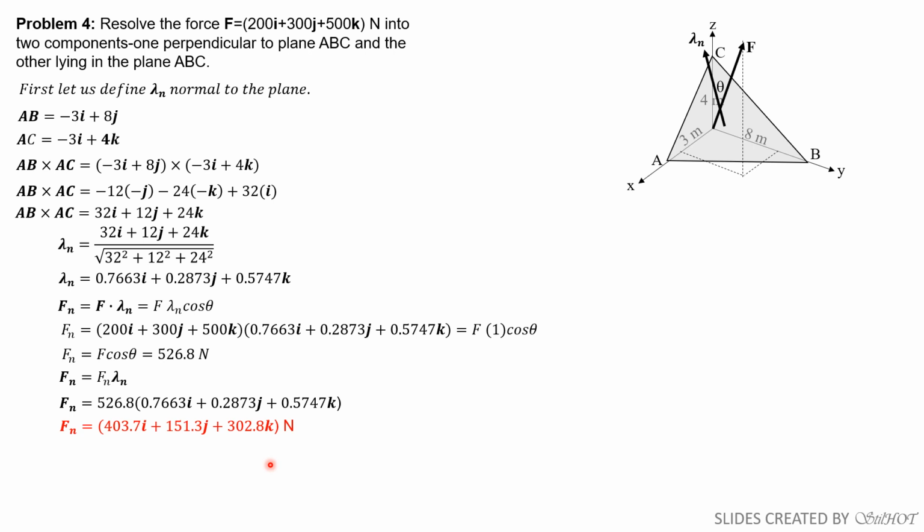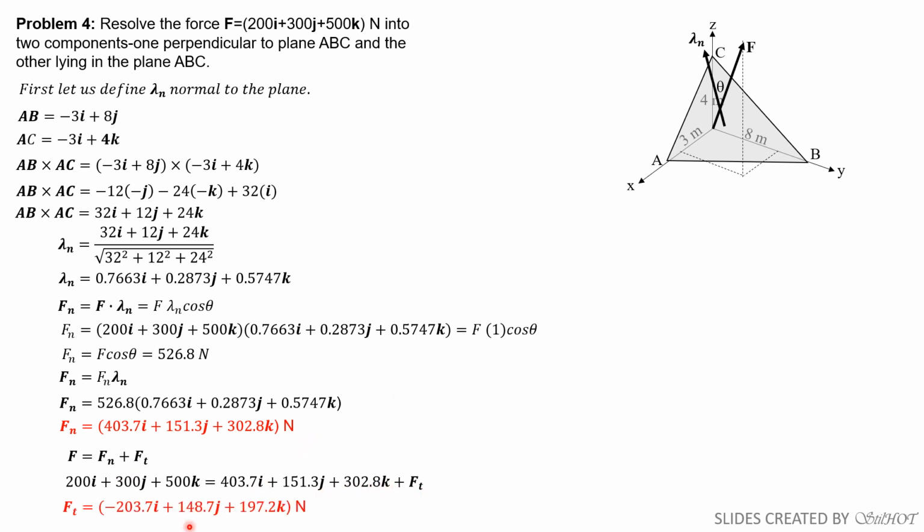For the tangential component, since the components are perpendicular to each other, F is equal to Fn plus Ft. So substitute and combine like terms: Ft equals negative 203.7i plus 148.7j plus 197.2k newtons. So that's the answer.